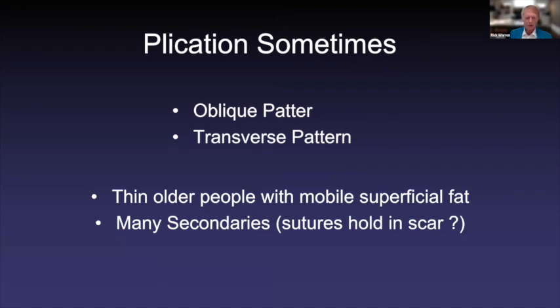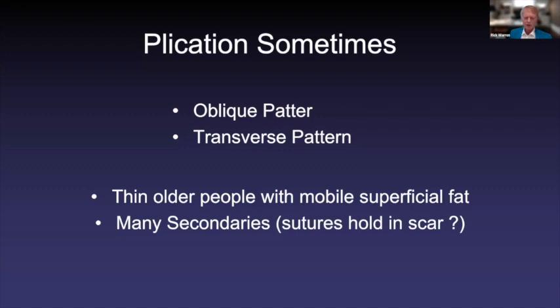And I'll use plication in thin, older people with mobile superficial fat, the type of case where you open the case and the tissues are very thin, the tissues are already mobile, and you say to yourself, there's not much advantage in me undermining this thin, fragile, superficial fat layer. And the other place I'll use plication is in secondaries, where already the deep plane has been lifted. Maybe I don't want to dissect once again into the deep plane. And if I raise the skin flap and find it mobile, I trust my sutures going into that scar tissue in this secondary case more than I do putting plication sutures into just superficial fat.